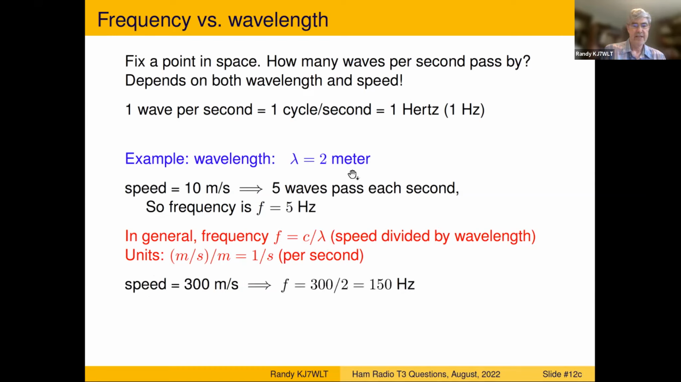Okay, so let's look at this same 2-meter wave, but now suppose it's more like a sound wave, something that's going, say, 300 meters per second instead of 10 meters per second. Then if it's a 2-meter long wave, but it's moving 300 meters per second, then in 1 second, 150 of those waves can pass by. And so in this case, the frequency would be the speed, 300, divided by the wavelength, 2, which would give us 150 hertz.